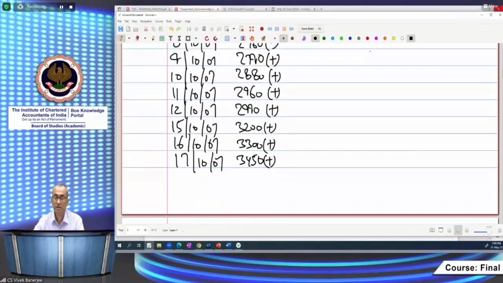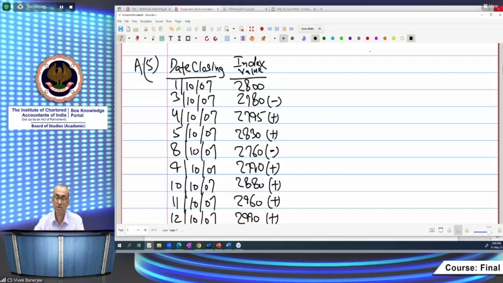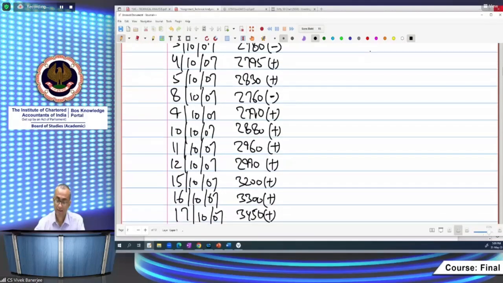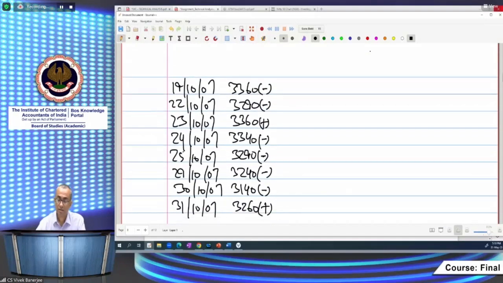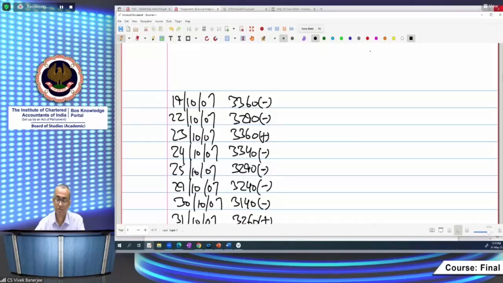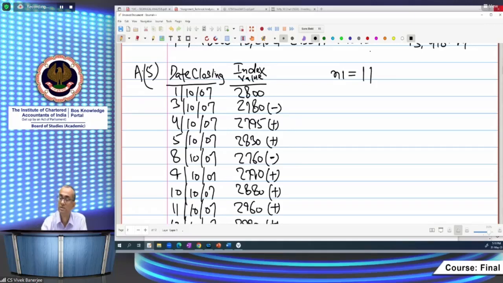Okay, now let us find how many are plus signs and how many are minus signs. What are the positive signs? It means how many times the share index value increases and how many times it decreases. The positive count is indicated by N1. So N1 is equal to how many plus signs are there? Let us count it: 1, 2, 3, 4, 5, 6, 7, 8, 9, 10, 11. So there are actually 11 plus signs, positive signs.